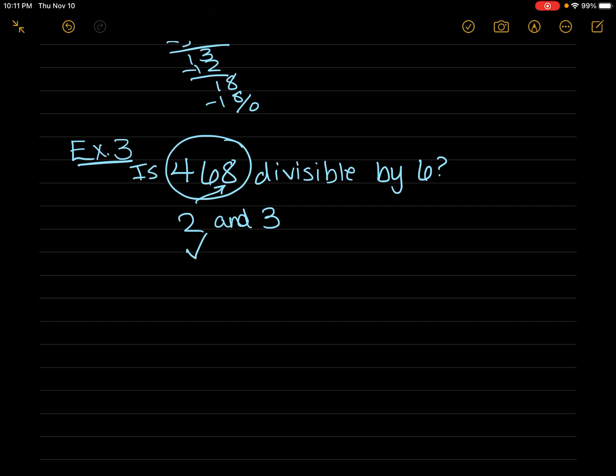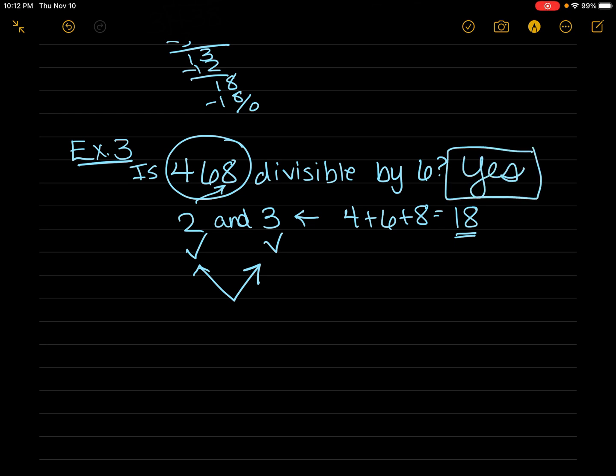For 3, we need to add the numbers. So we do 4 plus 6 plus 8, and that equals 18. Is 18 divisible by 3? Yes. So if it's divisible by both 2 and 3, then it is divisible by 6, and our answer is yes. I hope y'all can read cursive, because that is cursive.